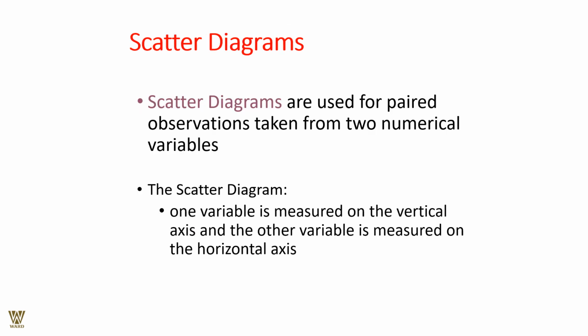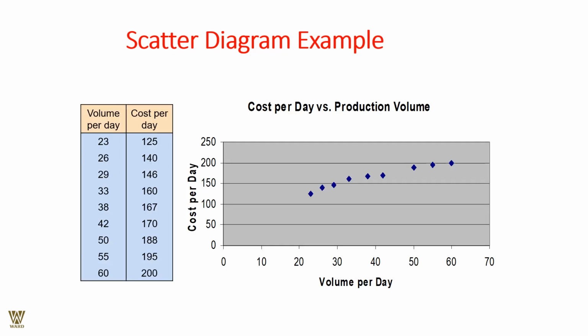Scatter diagrams are used for paired observations taken for two numerical variables. In a scatter diagram, one variable is measured on the vertical axis and the other variable is always on the horizontal axis. Remember, we are talking about a scatter diagram with paired observations.